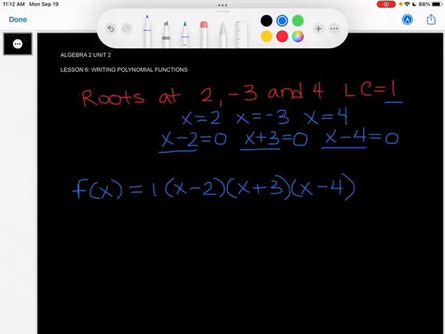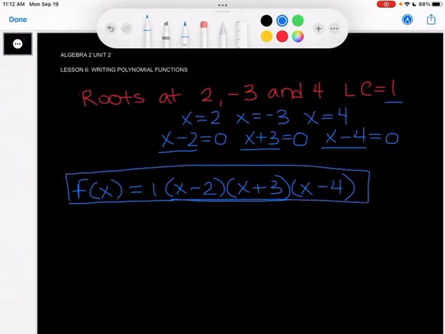Now, you may also be asked to actually simplify this out, FOIL or distribute, but you guys know how to do that. FOIL those out, simplify, and then you could distribute the x minus 4. I'm not going to do that here. If you need help with that, you need to go back to Algebra 2, Unit 2, Lesson 1. Actually, it's Lesson 2, Operations with Polynomials, if you forgot how to multiply those out.